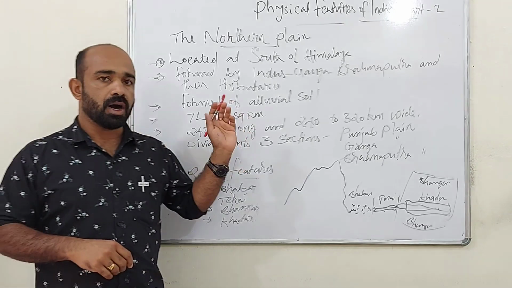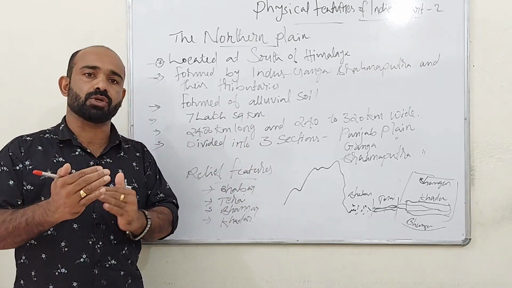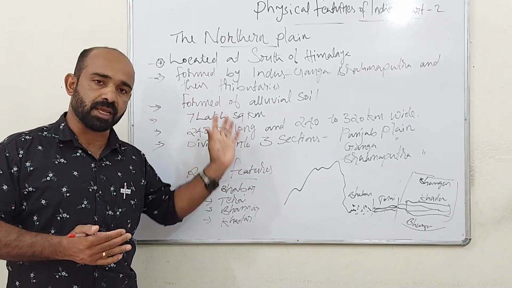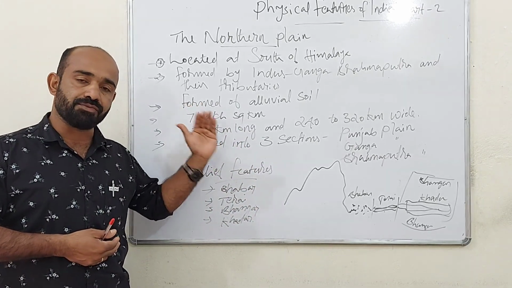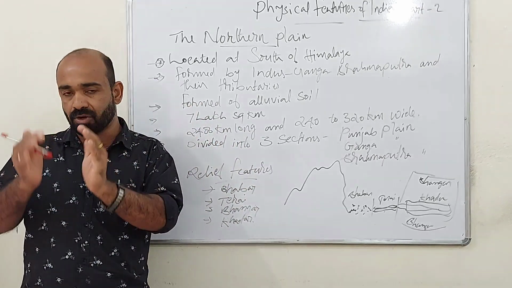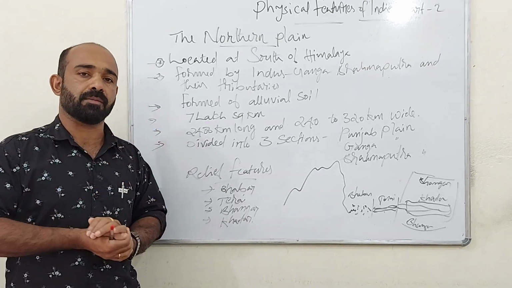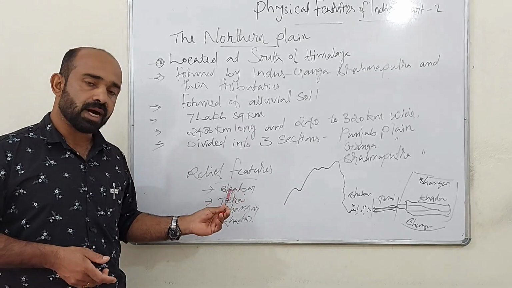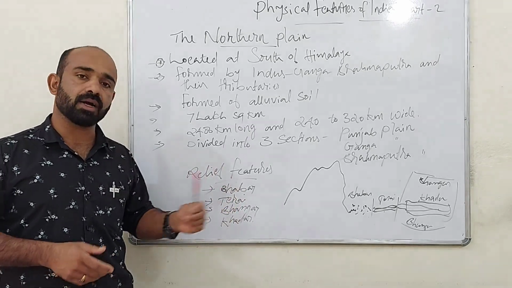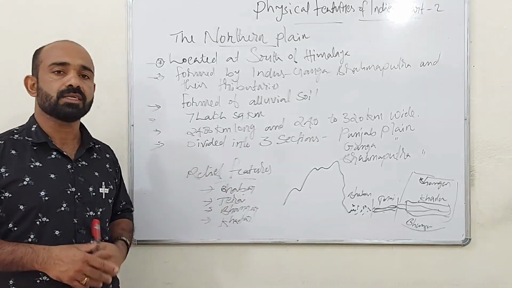As per the relief features also, the Northern Plain can be divided into four sections. One is known as Babar, another known as Terai, then Bangar and Khadar. These are the four sections.